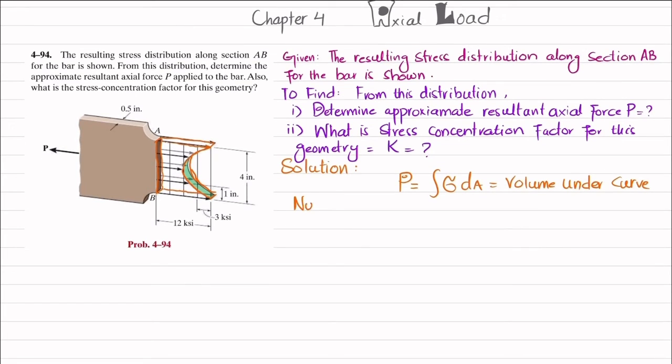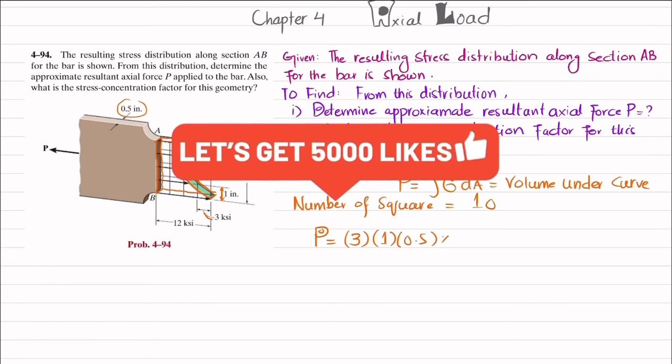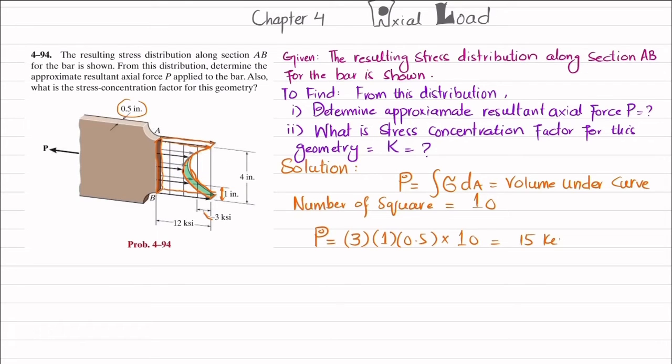I have already discussed that the number of squares in this volume is equal to 10. Let me count it again. You can see 1 square, 2 and 3, plus 4, 5, 6, 7, 8, 9 and 10. So approximately there are 10 squares. We know that P will be equal to, you can see the intensity of one square side is 3 ksi, so 3 multiplied by the area. What is the area? 1 is the height of this and 0.5 is the thickness. So 3 into 1 into 0.5. There are 10 squares, so I will multiply it with 10. It will give you the P load, which is the volume under the curve. And when you calculate it, it will be equal to 15 kips.